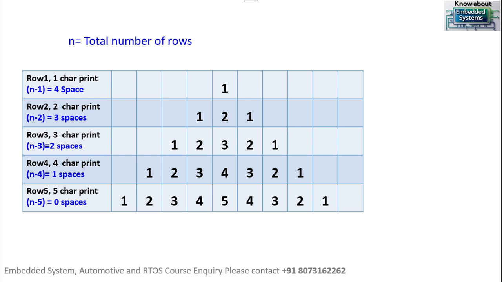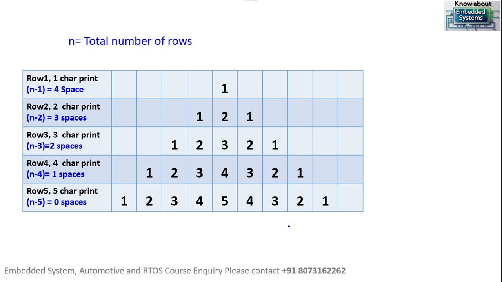Now, if you want to develop a code for a number triangle, this is how it looks. We call it a number triangle or a number pyramid. So this is your number pyramid. First I want to print 1, then 1 2 1, then 1 2 3 2 1, and it goes on like that. So 1 2 3 4 3 2 1 and goes on.